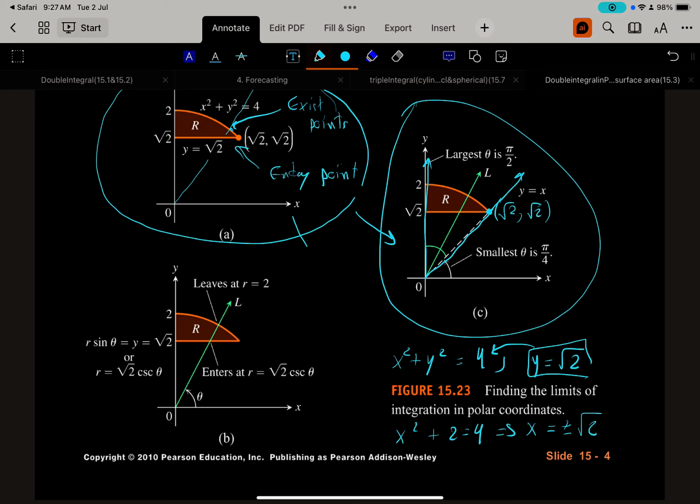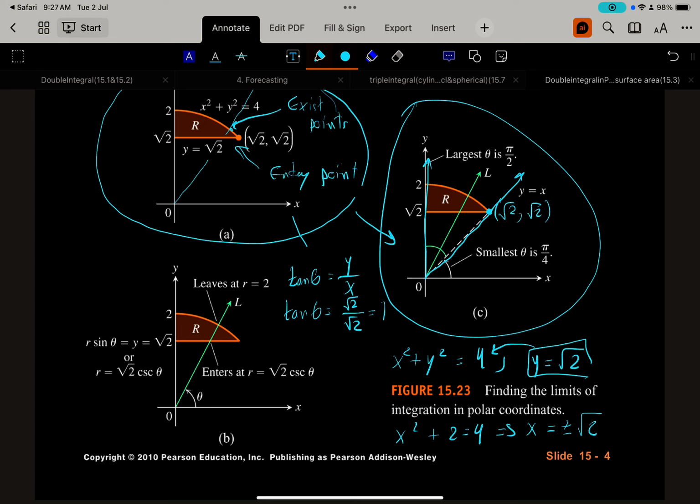And then now how do we find the angle? It's basically tan theta equals y over x, and y is root 2, so tan theta is root 2 over root 2, which is tan theta equals 1. And when do we get a value of tan theta?